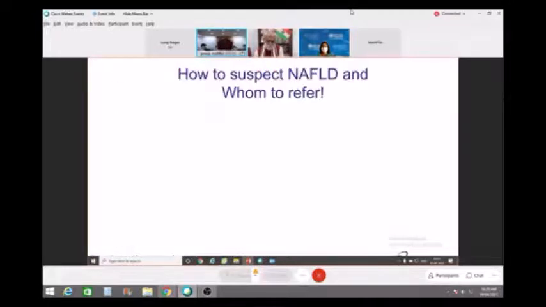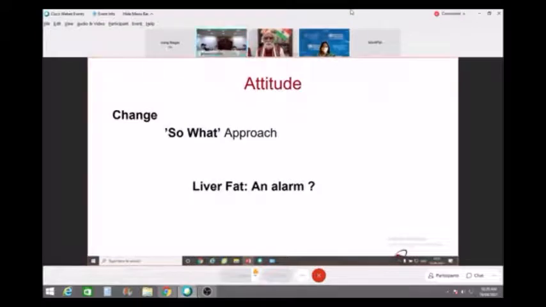Next, please. Now, how do you suspect and whom to refer? Very briefly. Next, please. First, our attitude has to change. We say, oh, fatty liver, don't worry. The so-what approach has to change, and we must say liver fat is an alarm. It's not something to be bothered about in the sense that tomorrow you will die, but it's an alarm.